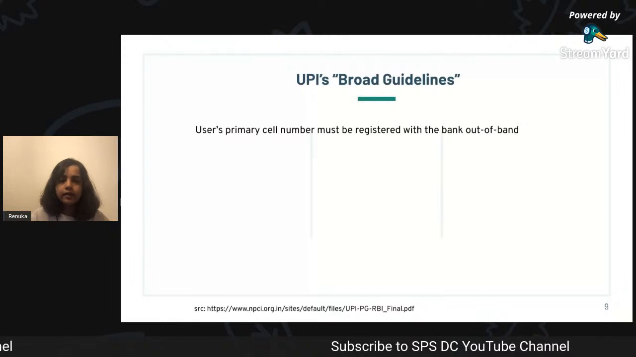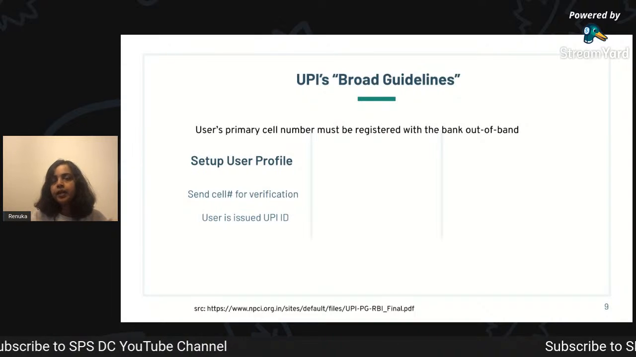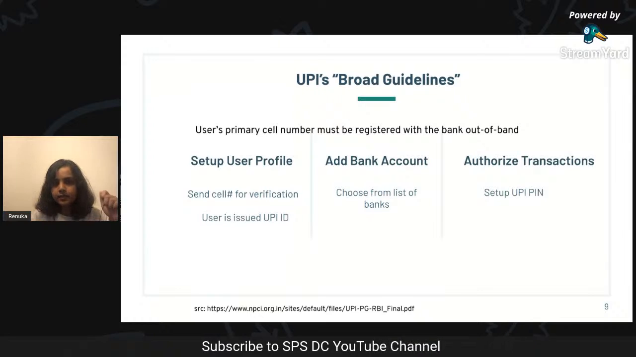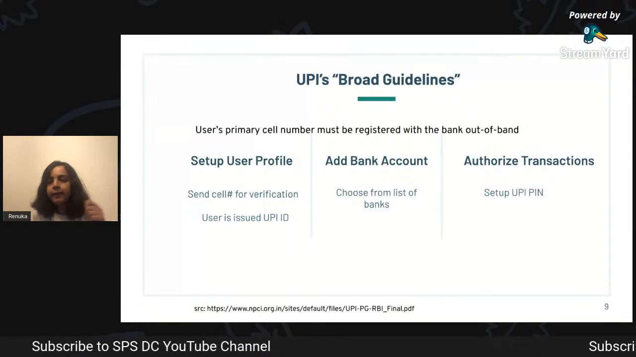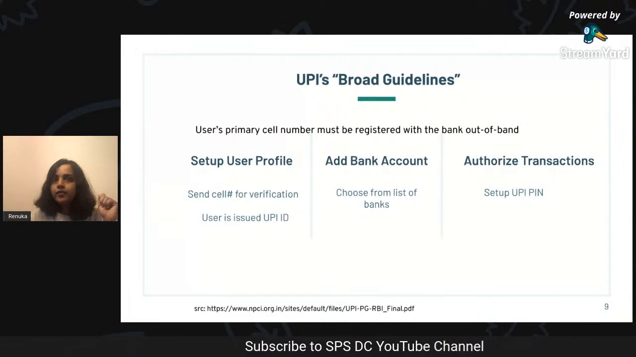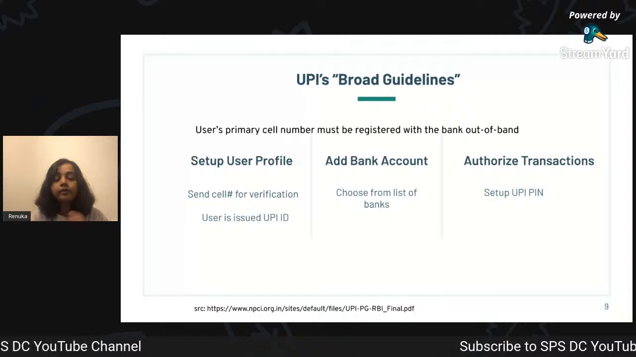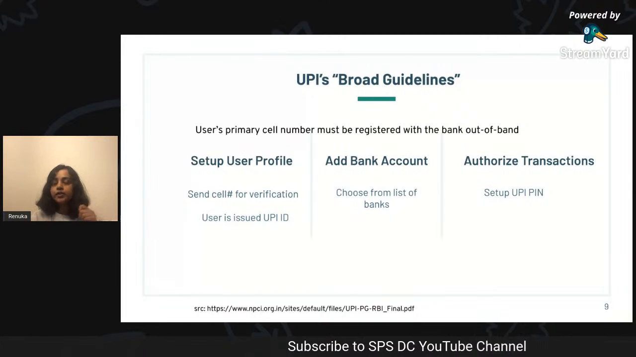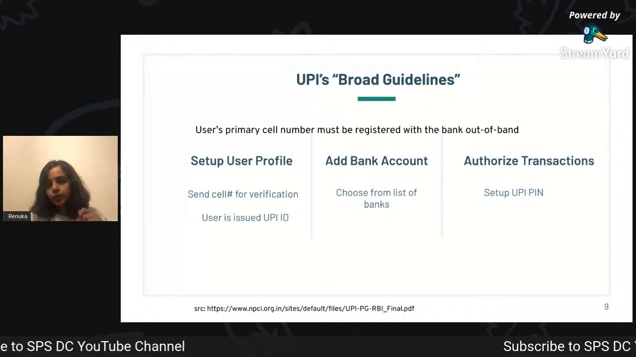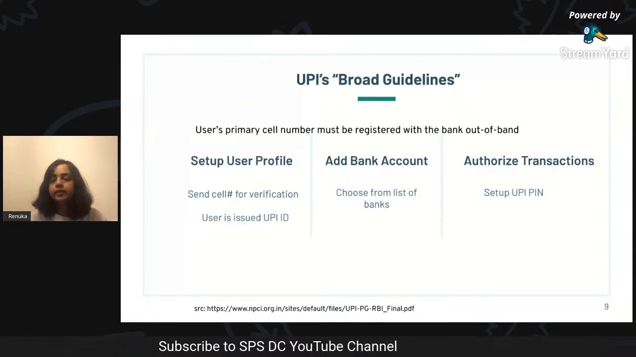Now, for a user to use UPI, his primary cell number must be registered with the bank out of band. There's 3 steps to be able to use a UPI app. In the first step, the user has to first set up a user profile and then add a bank account to it. I think most of you must have already seen this. Now, while adding the user profile, the UPI app sends the user's cell number to the UPI server for verification, at which point the UPI server issues a UPI ID to the user. The user then has to select from a list of banks that UPI provides to add the bank account, and then subsequently set up a UPI PIN to authorize transactions.